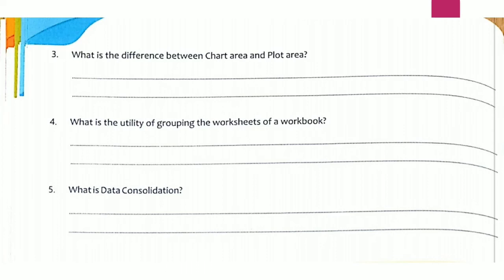Next question is, what is the difference between chart area and plot area? These are two objects. Chart area includes all objects and elements in a chart, whereas the plot area is a window within the chart area that contains the actual chart, plotted area, data series, category and value axis.